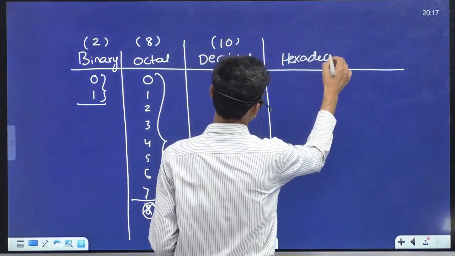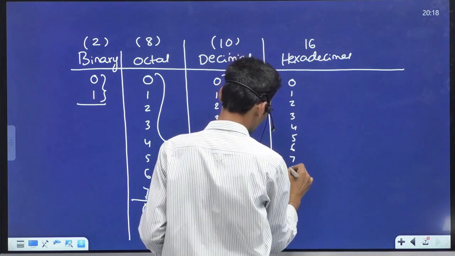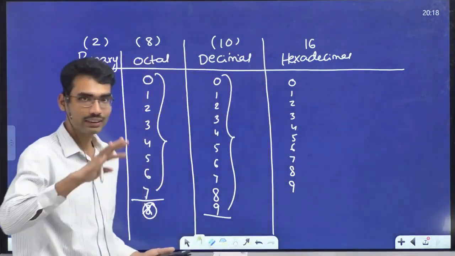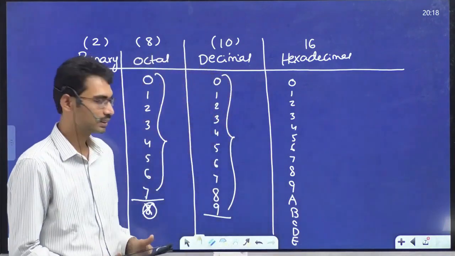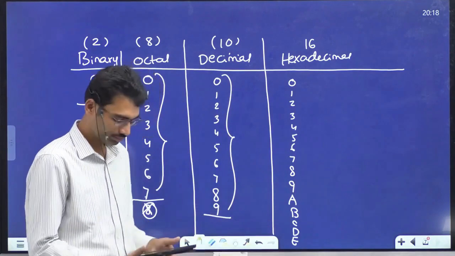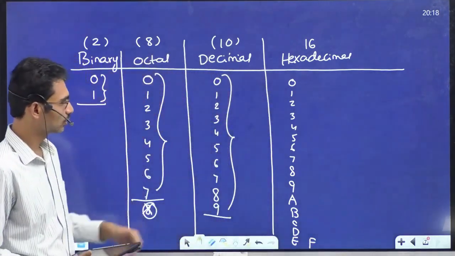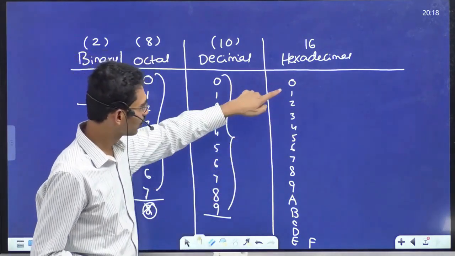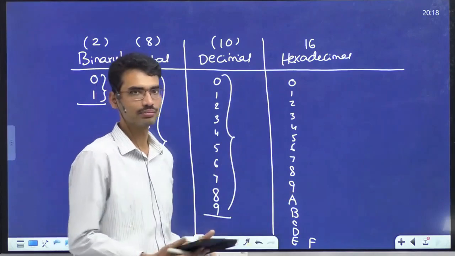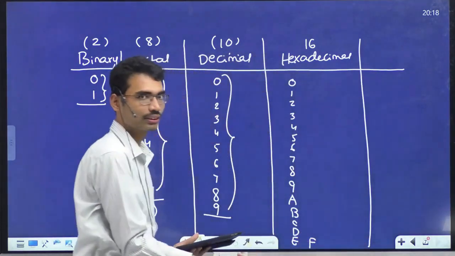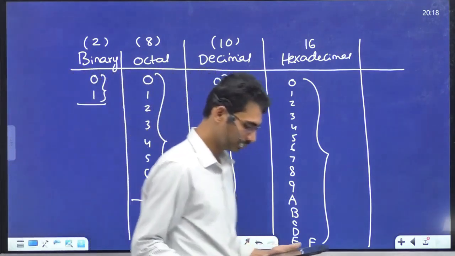Hexadecimal. This is 16. 0, 1, 2, 3, 4, 5, 6, 7, 8, 9, 10 is not there. A, B, C, D, E, F. A represents 10, then 11, 12, 13, 14, 15. So in total, how many numbers? 16. 0, 1, 2, 3, up to 9, then A, B, C, D, E, F, 10 plus 6, 16. Then if you want to write the next number, you have to use a combination of these existing different possibilities. We will see how it is possible when it comes to writing.